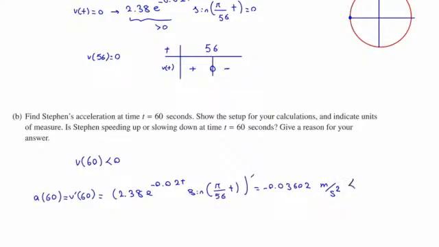And now, because a of 60 is less than 0 and v of 60 is less than 0, both of them less than 0, when we have this, then we can say Stephen is speeding up. Okay, when both of them are negative, at t equal to 60 seconds. Okay, so we've solved part B.